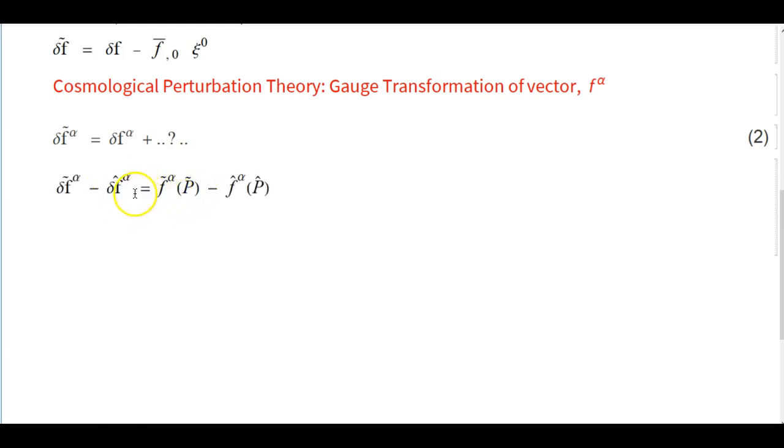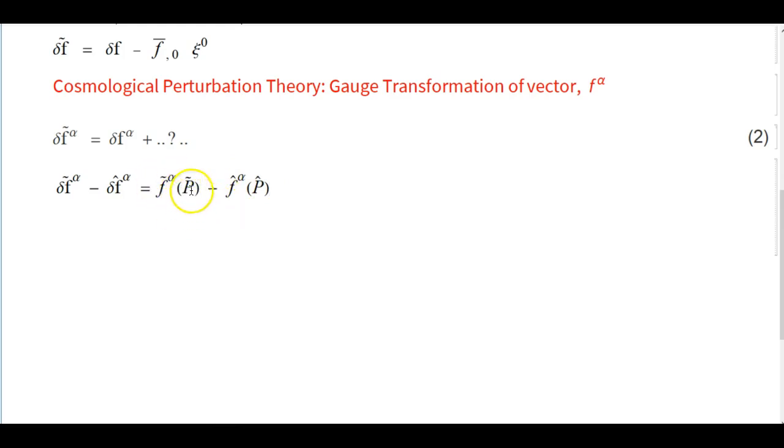And this is our starting point. The difference in perturbations between the values in gauge 1 and gauge 2, the value of f alpha in gauge 2 minus its value in gauge 1, is equal to the difference in the perturbed quantities at the same coordinates, which is p caret in gauge 1 and p tilde in gauge 2.